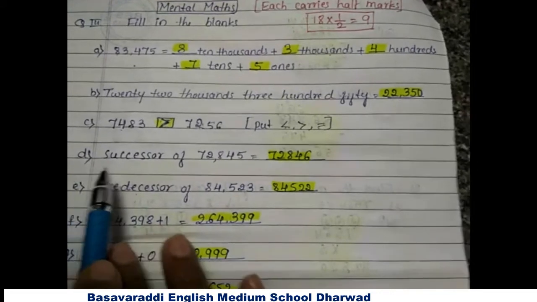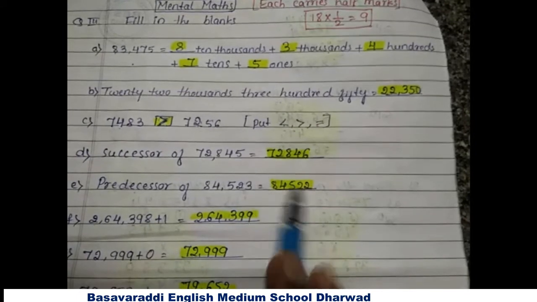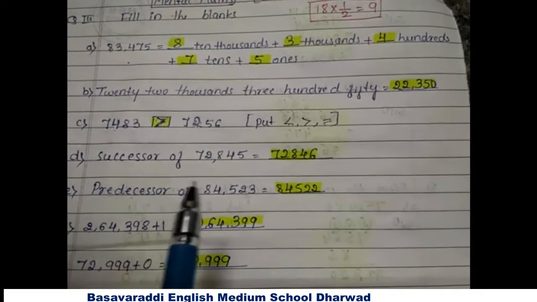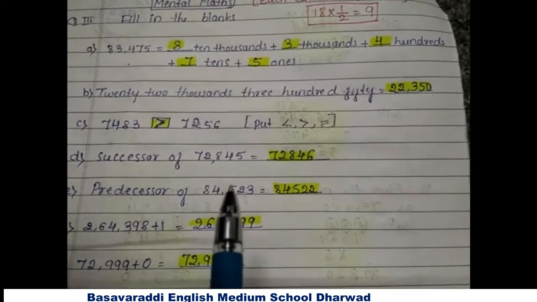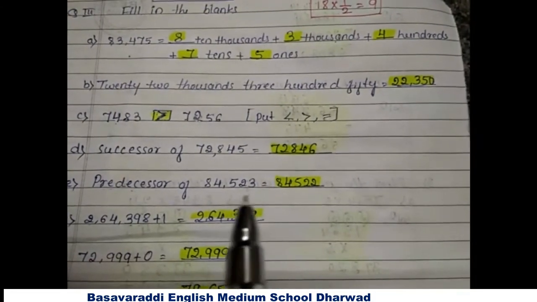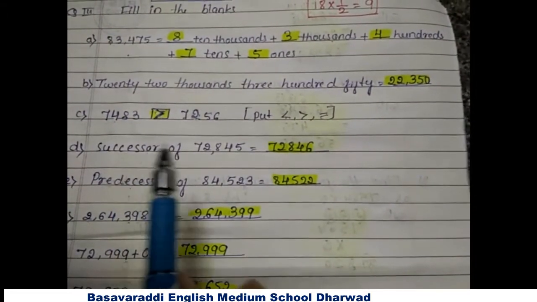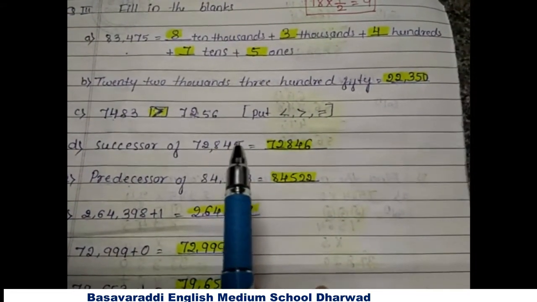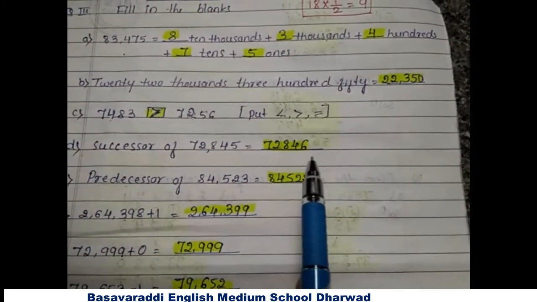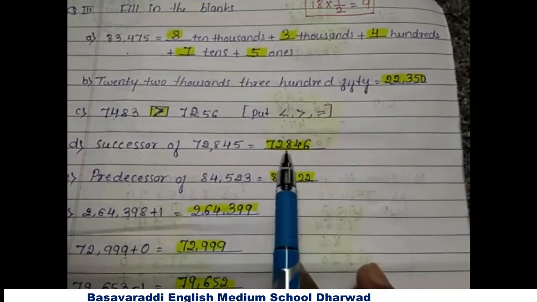Next, the D, successor of 72,845 is equal to dash. So what is the successor? The successor of a number is the number that comes just after it. That means add 1 to a number to obtain its successor. So the successor of 72,845 is 72,846. We add only 1. That shows the successor of this number.